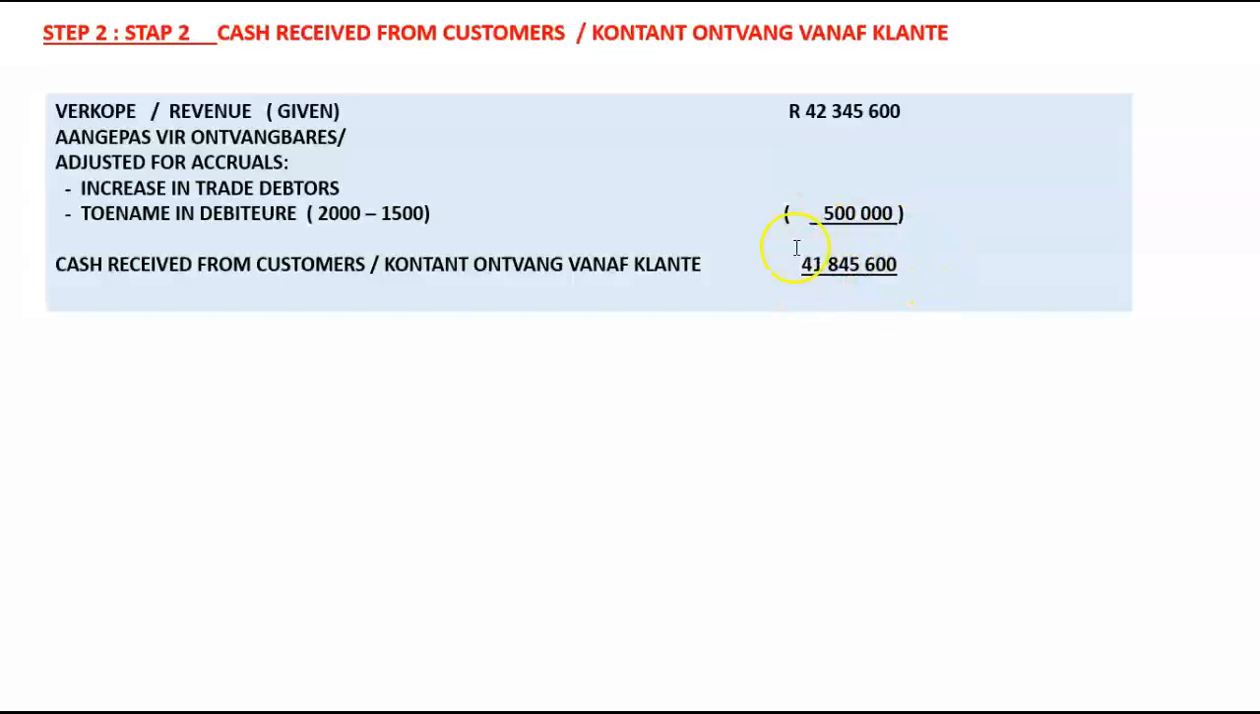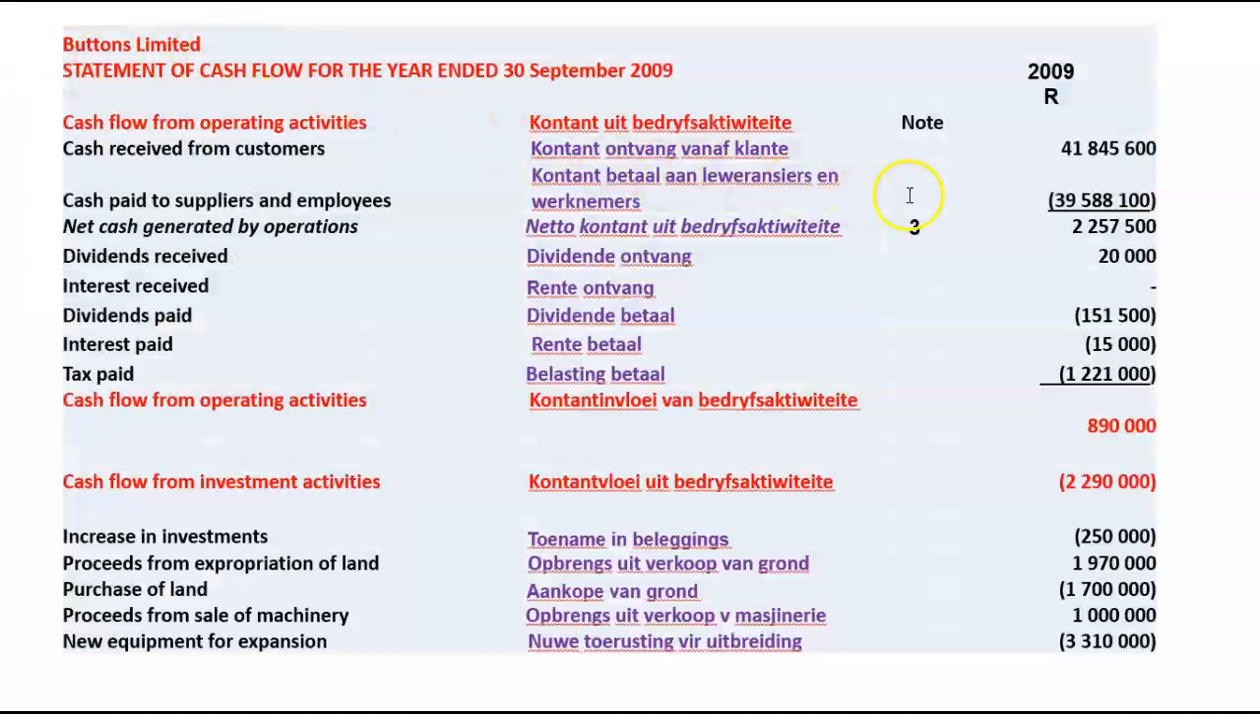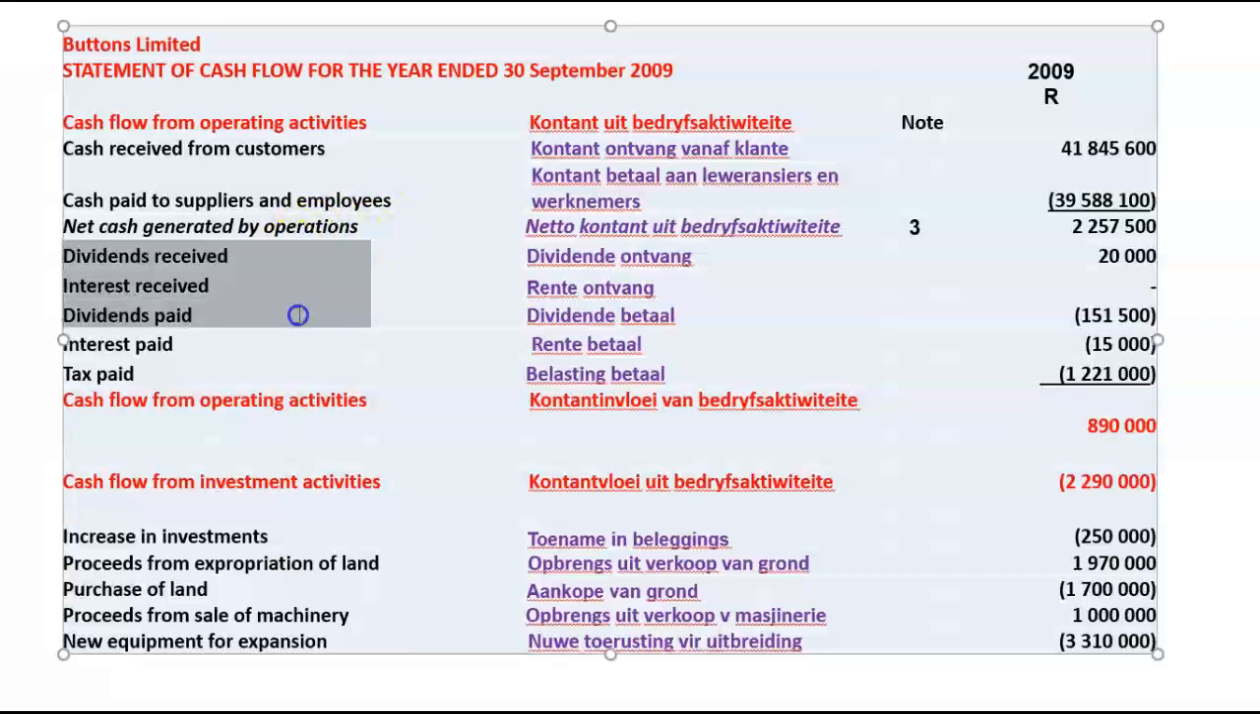So there's our first line item, 41,845,600, and we can plot it directly into our cash flow statement, 41,845,600. Now, cash paid to suppliers and employees. In this calculation, we are going to work with non-cash flow items, separately disclosable items, which are these items here, and we're going to work with working capital changes, which are applicable to expenses, because this line is all about expenses converted into a cash figure.